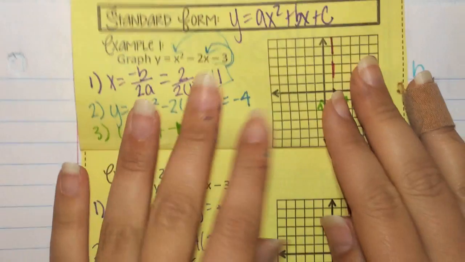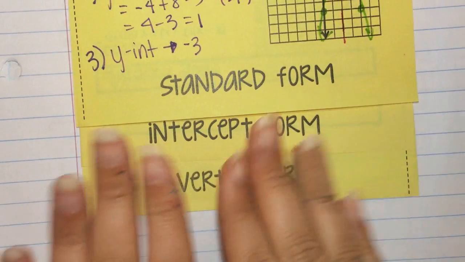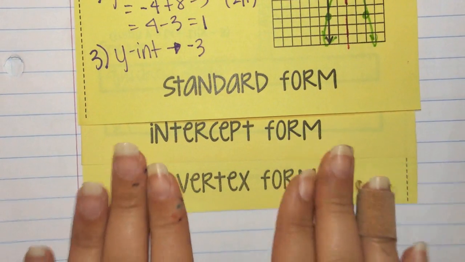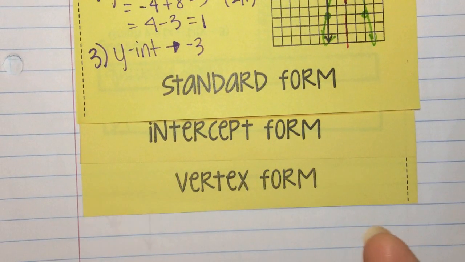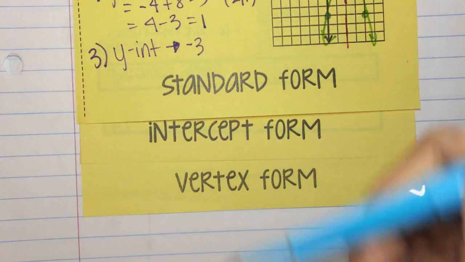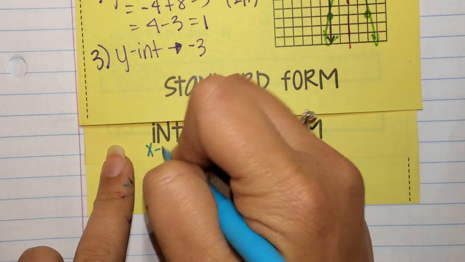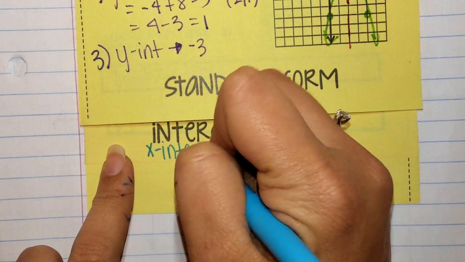So today what we're going to learn is intercept form. Now, intercept form does not mean y-intercept. We find that in standard form. Intercept form is talking about your x-intercepts. And we have talked about our x-intercepts before of a parabola.